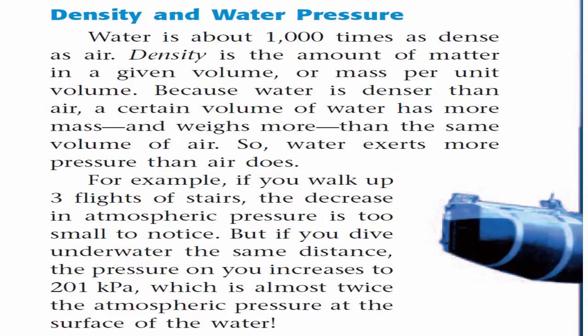Density and water pressure. Water is about 1,000 times as dense as air. Density is the amount of matter in a given volume, or mass per unit volume. Because water is denser than air, a certain volume of water has more mass and weighs more than the same volume of air. So, water exerts more pressure than air does.